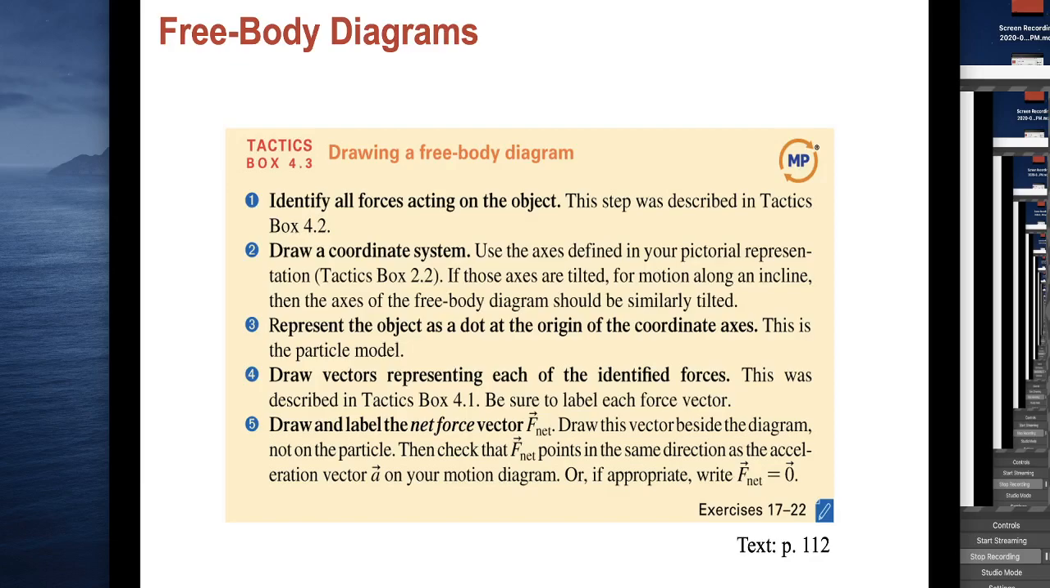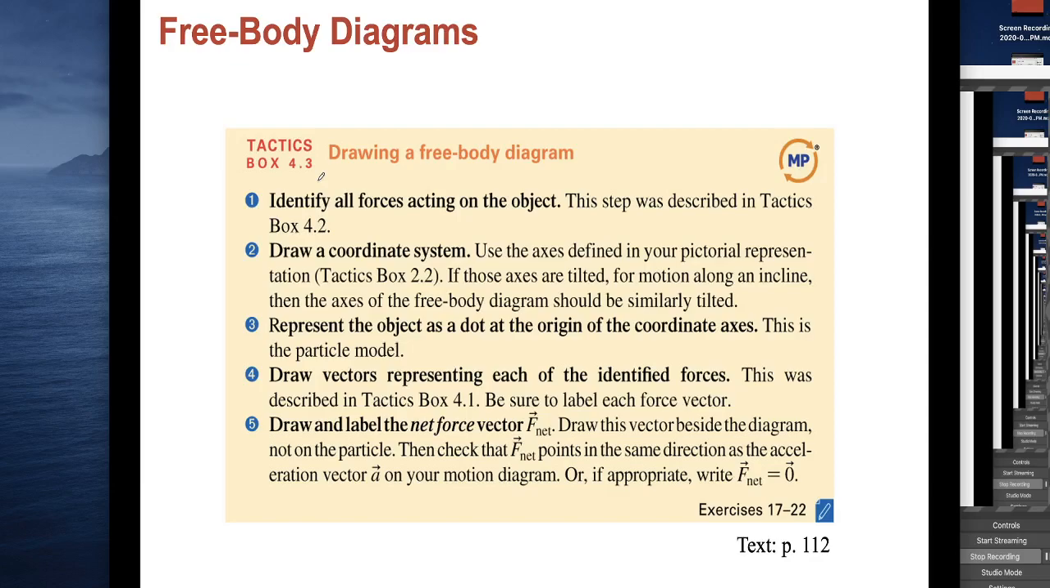In order to study the relationship between force and motion, we have to first identify what forces are exerted on your object. So we have to make sure that you're good at making a free body diagram. First, identify what kind of forces are on your object. Here in our textbook, it gives you 5 steps to draw a free body diagram.